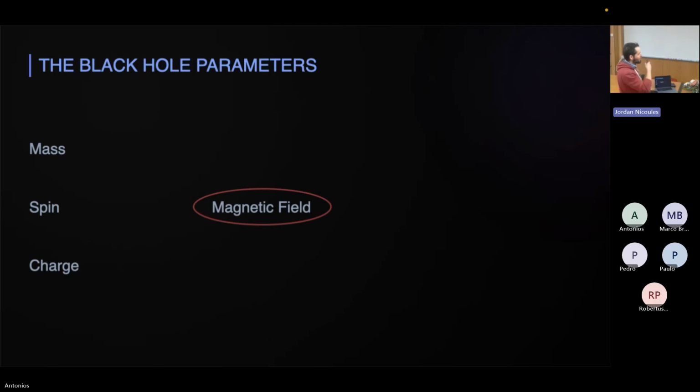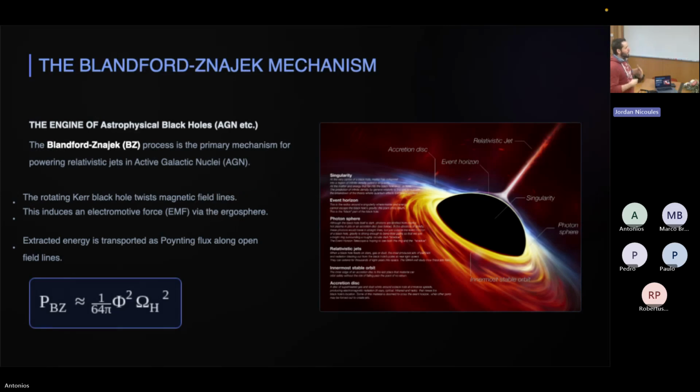So all of the black hole parameters, but what I want to say in this talk is that magnetic field is really important, and astrophysically, it's really important how you will see the black hole, if you will see a jet, if you will see the disk around, and how you can put all this together. So I will discuss the Blandford-Znajek mechanism.